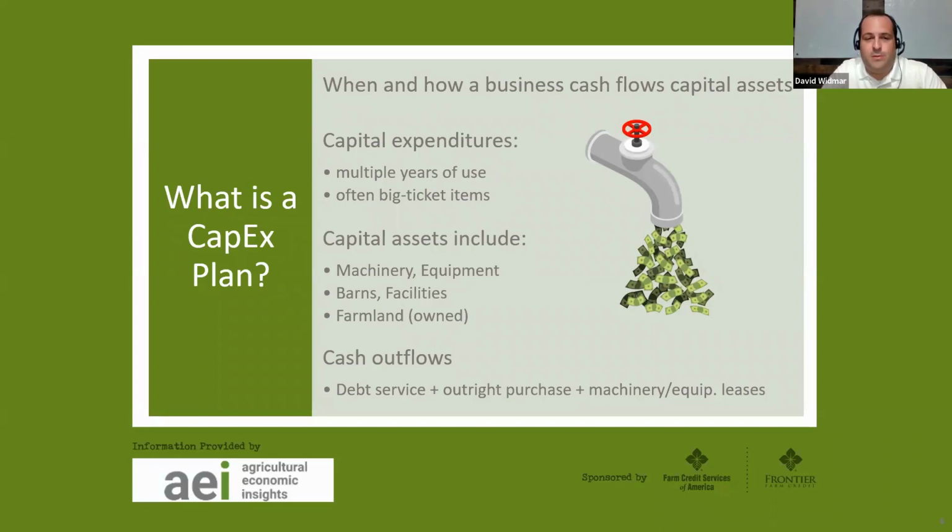So a few examples to think about: machinery and equipment. This is the one that comes to our mind first. This is the one that people think about most frequently, but it could also include barns and facilities, especially if you're a livestock producer or you have a lot of grain storage on your operation. This could be part of that CapEx plan. And also maybe farmland that you own. That can be another big part of your CapEx plan.